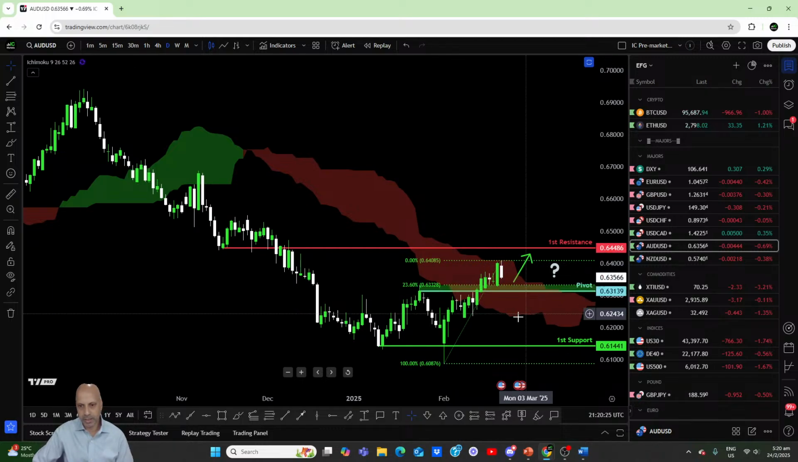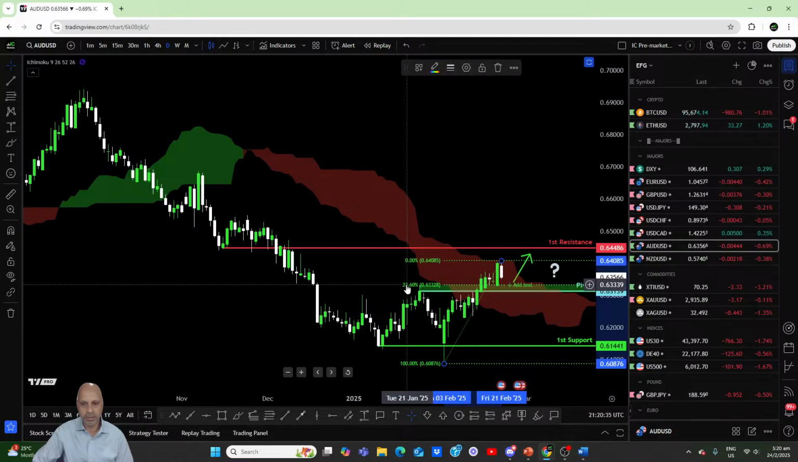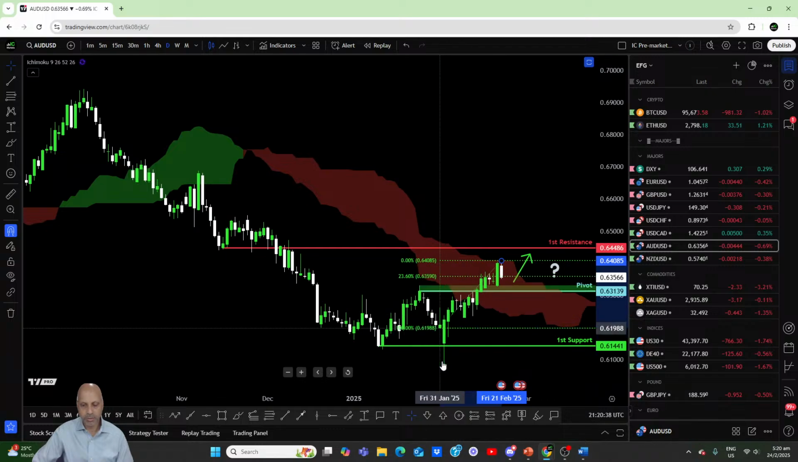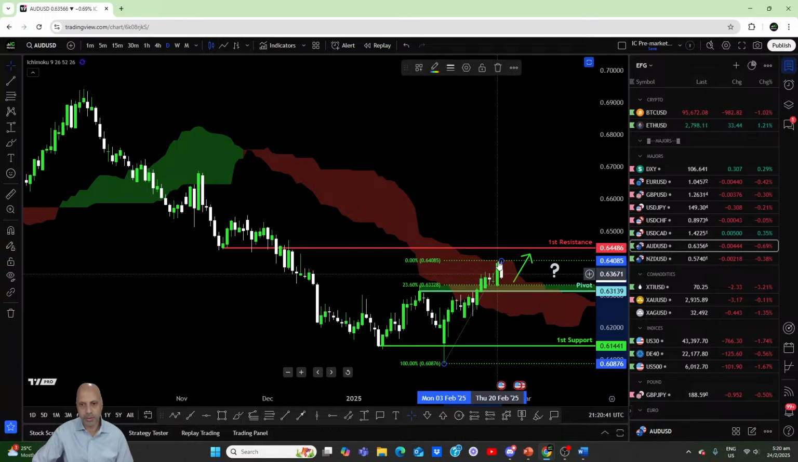Now, looking slightly below, actually I see a nice pullback level at 63.13, a pretty decent pullback level which has been identified as the pivot, and is also accompanied by the Fibonacci retracement at 23.6%. So this retracement level was found starting from this swing low on the 3rd of February going up to the high of last Friday on the 21st.